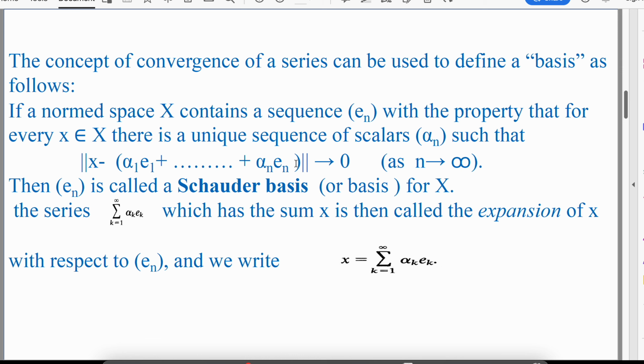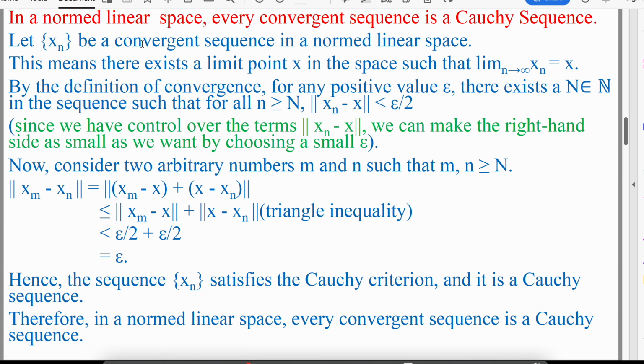We have defined the basis by the concept of convergence of a series, and this sequence in this case is called the Schauder basis. In a normed linear space, every convergent sequence is a Cauchy sequence. We are given a sequence which is a convergent sequence.